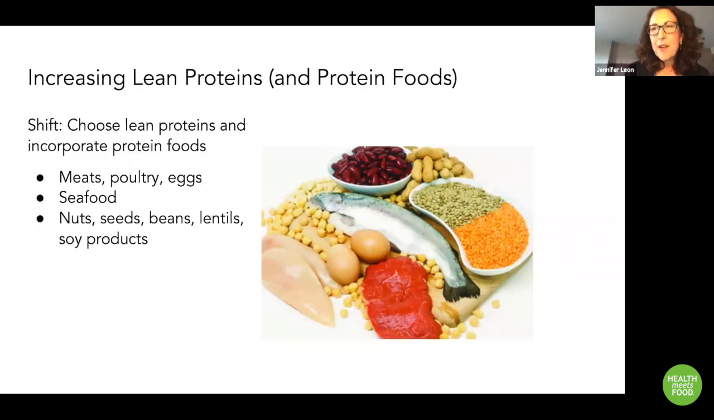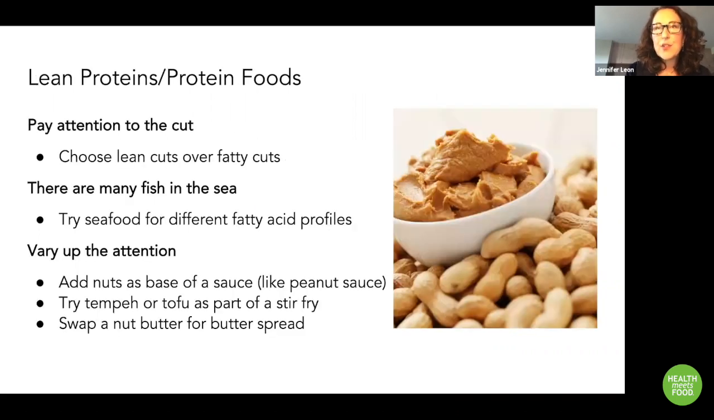So another important component of nutrient-dense foods are lean proteins. So we want to choose lean proteins and incorporate those lean protein foods. Next slide, please. So you want to pay attention to what you're choosing and help your patient understand how to identify a lean cut of meat, right?